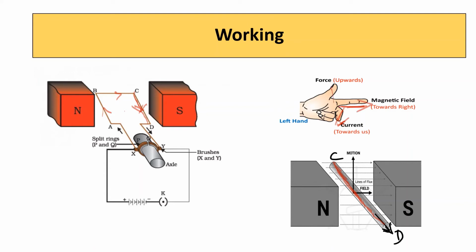Therefore, the thumb will be pointing upwards. The force will be upward. The force acting on this arm will be upwards. Now we know that the force on this arm is downward and the force on this arm CD is upward. This will cause a turning effect in the anti-clockwise direction. The armature coil will turn in the anti-clockwise direction due to this force.